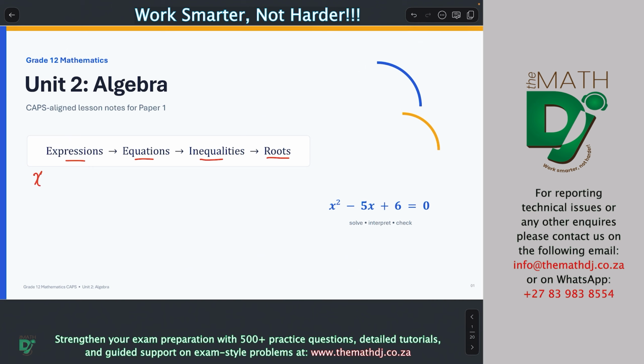For example, x plus 1 is an expression. x plus 1 equals 0 becomes an equation. Then an inequality is x plus 1 is greater than 0, then it becomes an inequality. Then roots: if we've got a graph, this is the y-axis and this is the x-axis, and the roots are where the graph meets the x-axis. In this case, it's a quadratic equation with two roots, here and here.